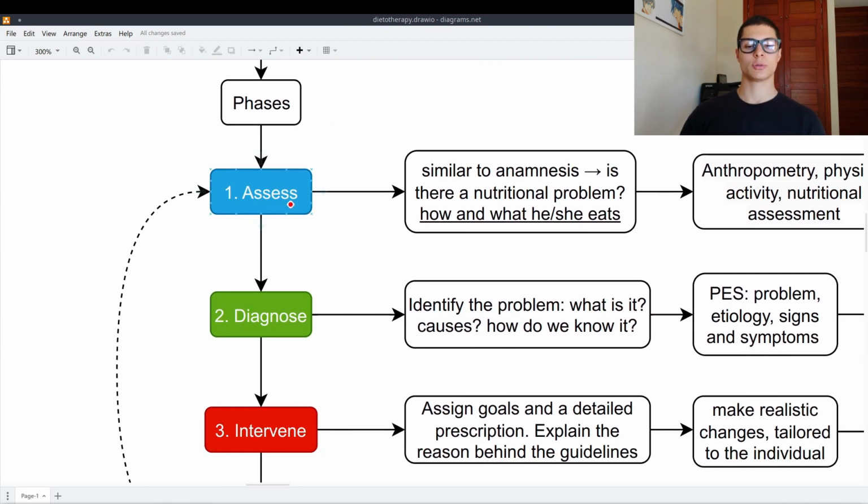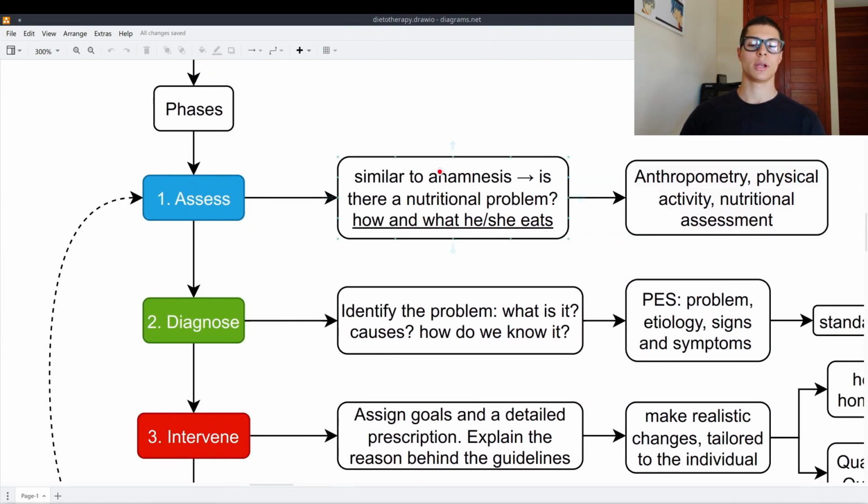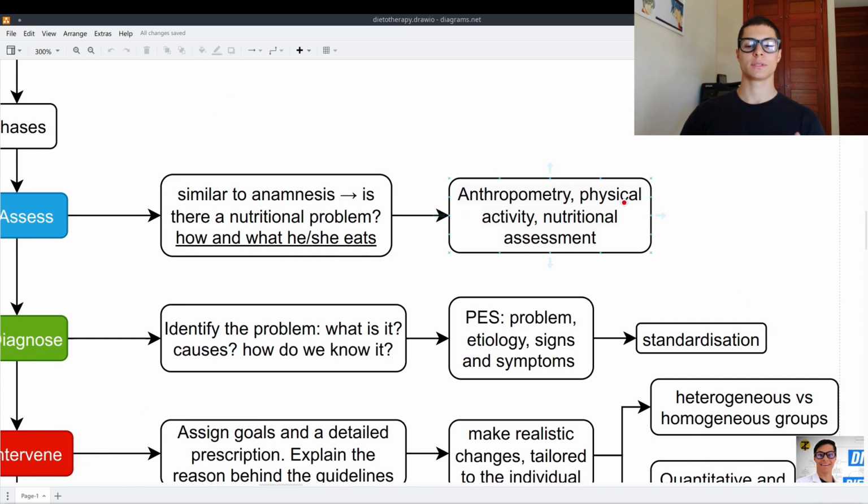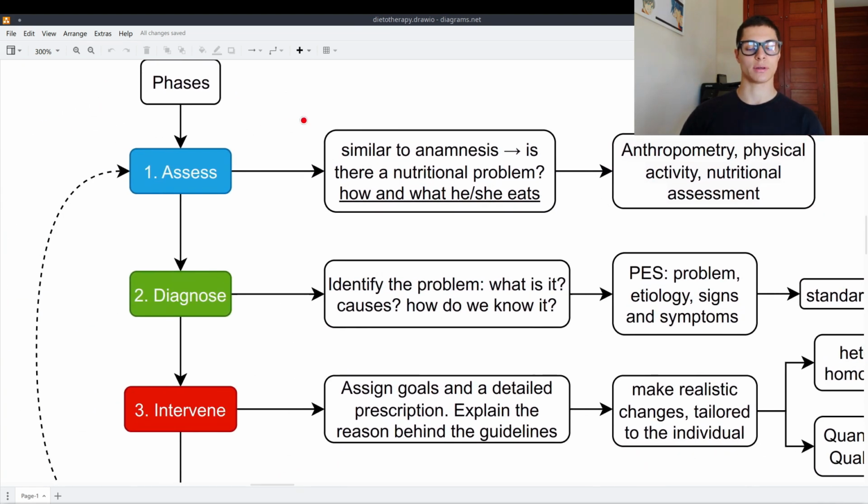The first one is to assess. It is similar to an anamnesis. Is there a nutritional problem? How and what he or she eats? So anthropometry, physical activity, nutritional assessment. We gather the information here.